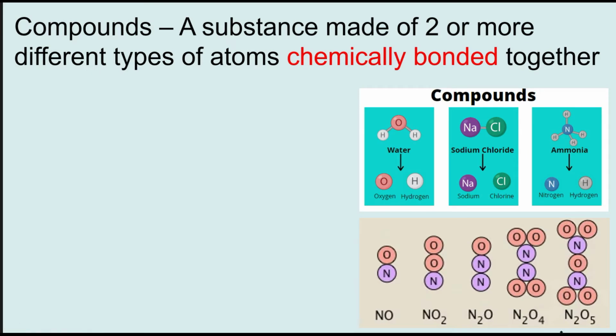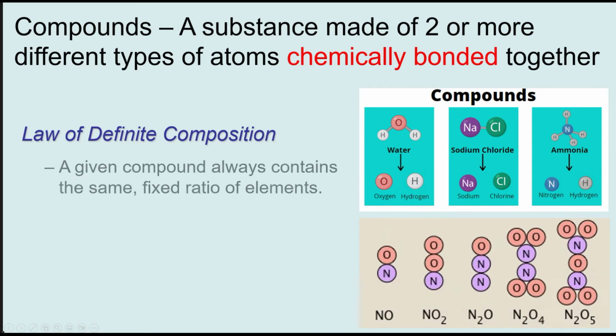Compounds are substances made of two or more atoms chemically bonded together. Do not leave chemically bonded out of your definition, because if you do, you might be defining a mixture accidentally. Compounds are defined by two different laws. The first one is the law of definite composition. This law says that a given compound always contains the same fixed ratio of elements.